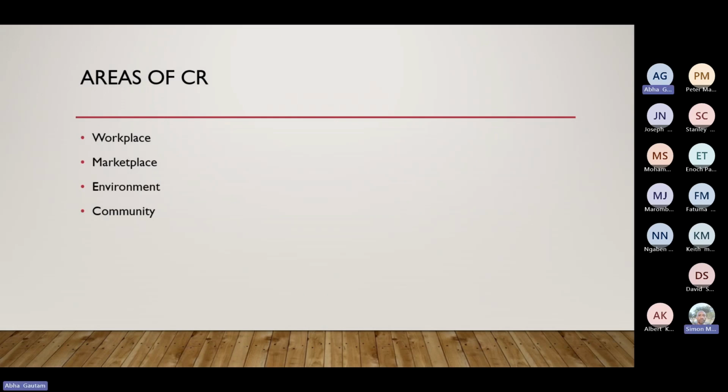Great. If you have to summarize these areas of corporate responsibility, what would you say? If we talk about workplace, we will ask: what's the best way to look after your employees, your workers in the value chain, to create value for them also? Then if you talk about marketplace, you can ask: what impact does the organization's product or services have?